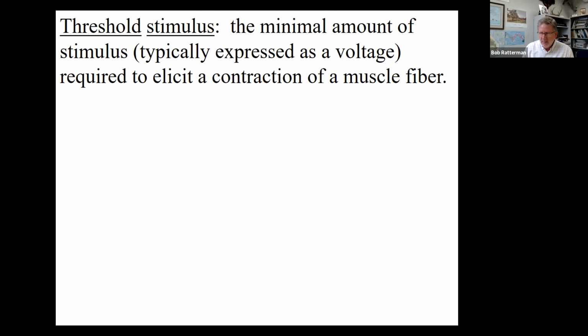Again, it's important to define a few things. We already defined motor unit a few moments ago, which was a motor neuron and the skeletal muscle fibers it controls. That's a motor unit. Here's another concept that's really important, referred to as threshold stimulus.